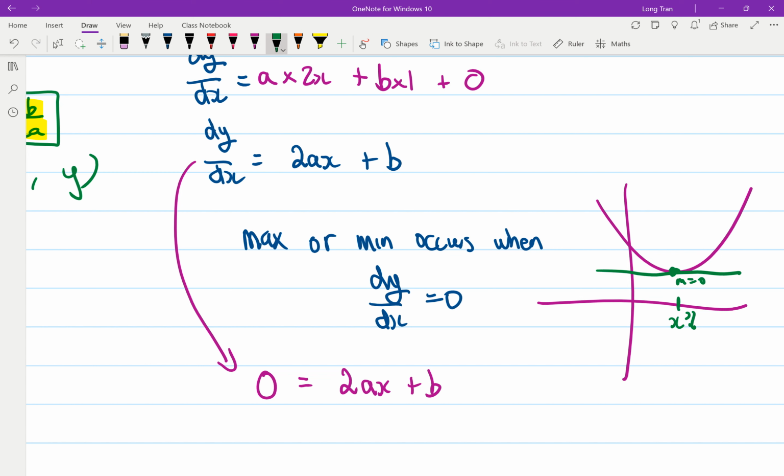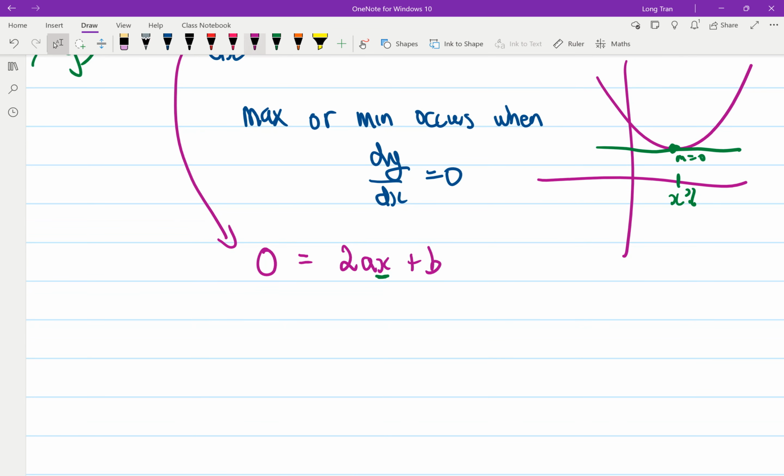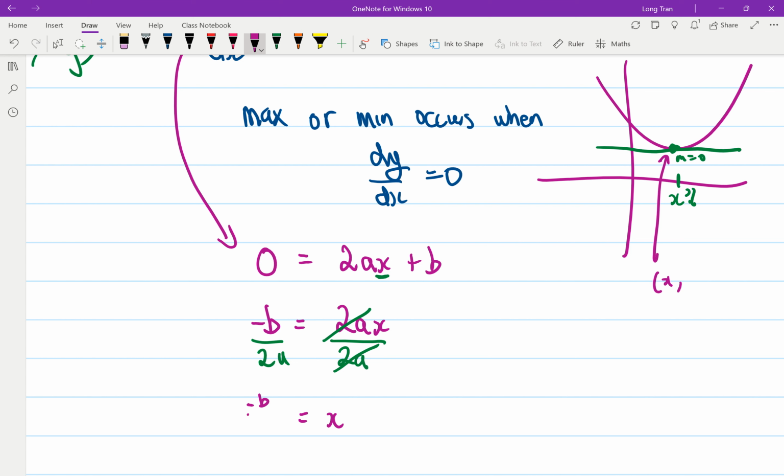So how do you find x? Well, rearrange that equation and find what x equals. And this is where the formula came from. Minus b on both sides equals 2ax. I want to get x by itself. Divide both sides by 2a. 2a divided by 2a is 1. That's why the x coordinate of your turning point must then equal negative b over 2a. That's where it's coming from.